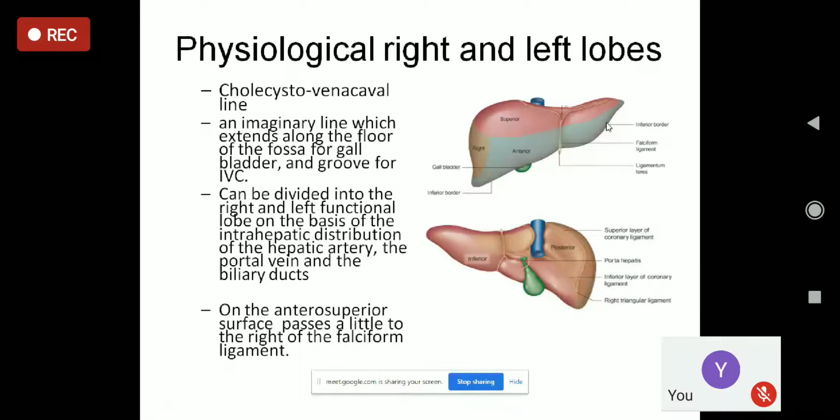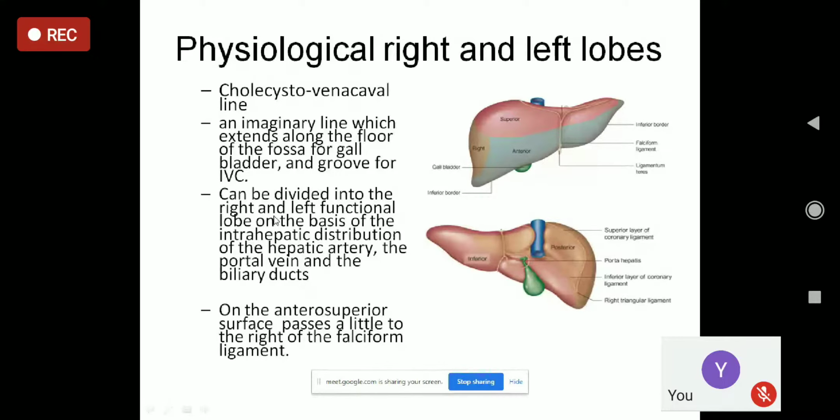Similarly, the physiological right and left lobe is also known as the cholecystocaval line. It is the imaginary line which extends from the floor of the fossa for the gallbladder to the groove for the inferior vena cava. This line will divide it into right and left.